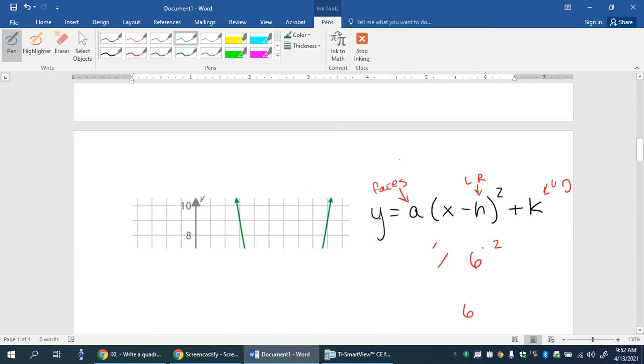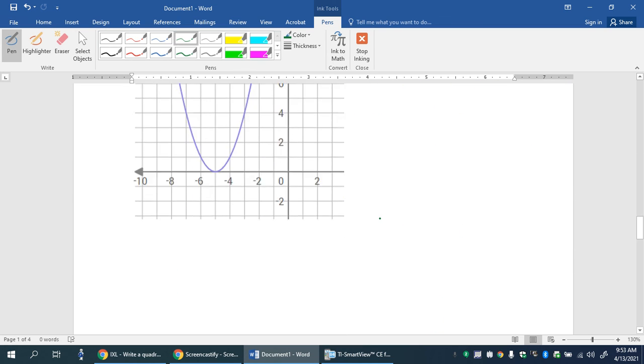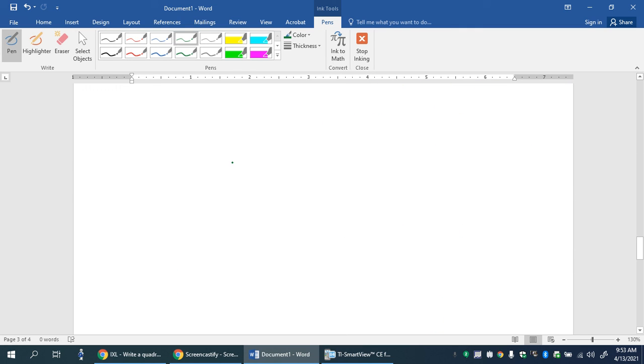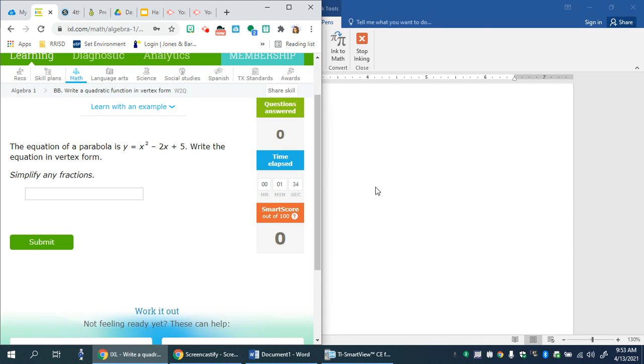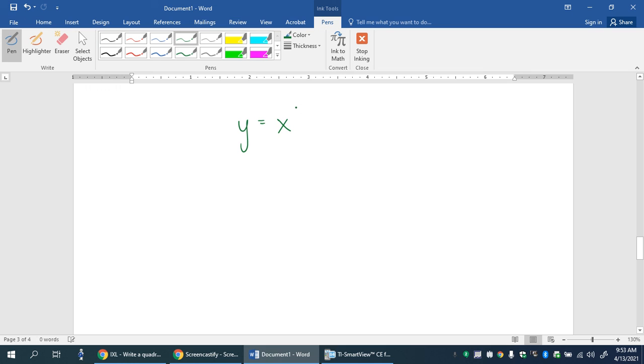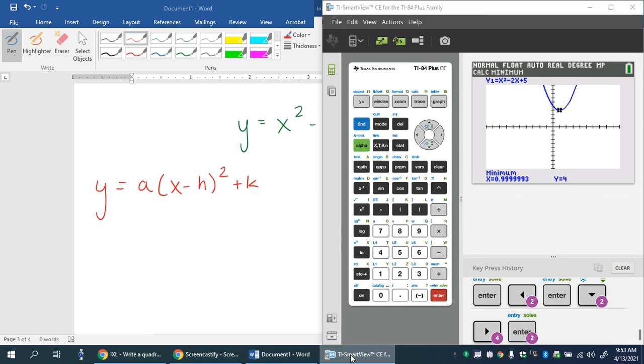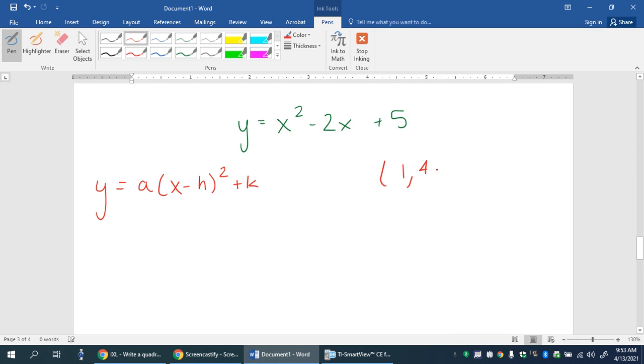And so the vertex form for this, get some blank page. So I started with y equals, what was it? X squared minus 2x plus 5. And I want to get into vertex form. So a parentheses x minus h squared plus k. And my vertex, if I look at my calculator, was 1, 4. So this is h and this is k.